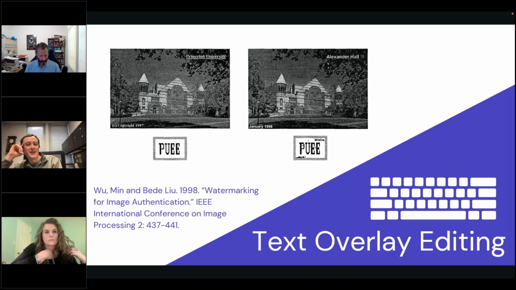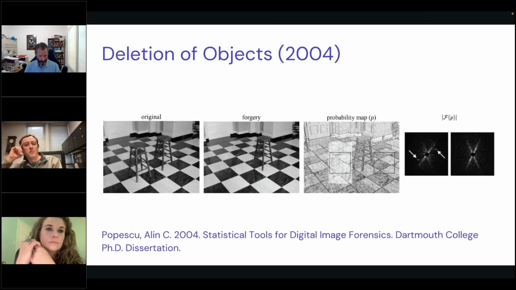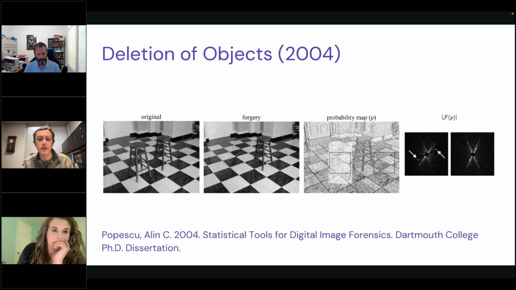For instance, text overlay editing, which is very popular as memes are remixed over time. This appears in a forensics paper from 1998. The deletion of objects becomes more sophisticated as techniques from signal processing and computer graphics are integrated into the process. This is just showing an example of the deletion of a stool, noting this type of forgery from a PhD dissertation that was supervised by Hani Farid, who's one of the leading figures in the area of digital forensics. Again, trying to point out that these techniques are getting better.